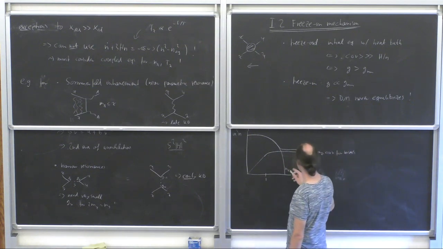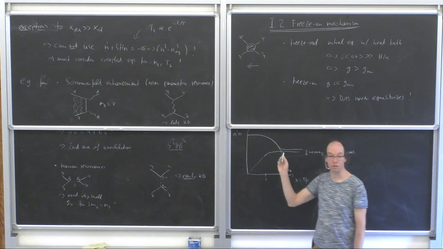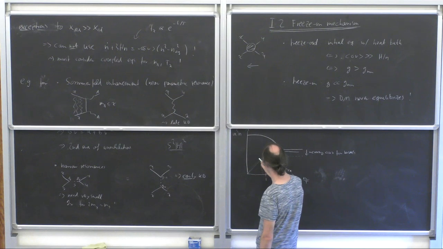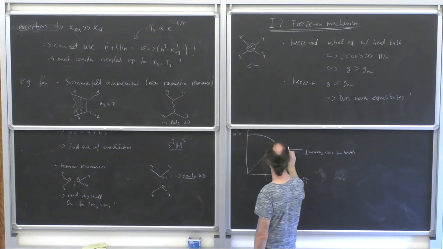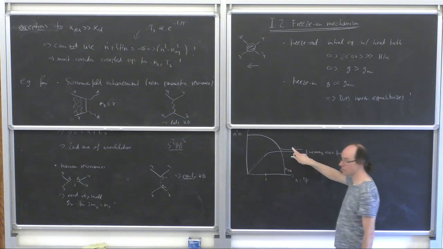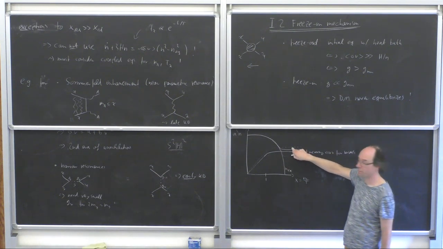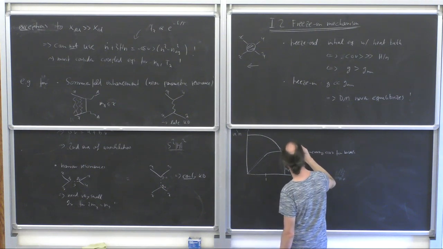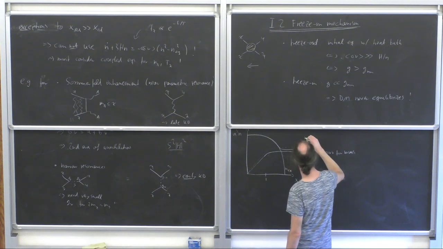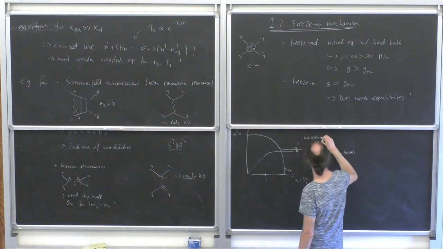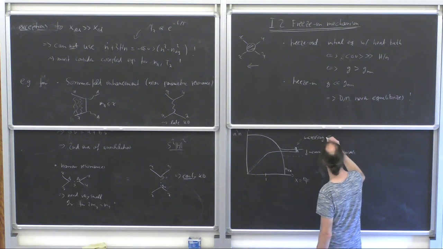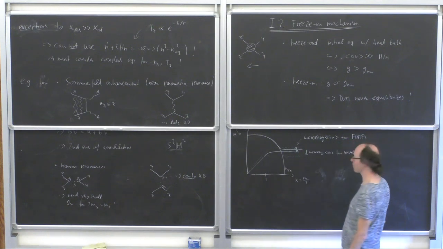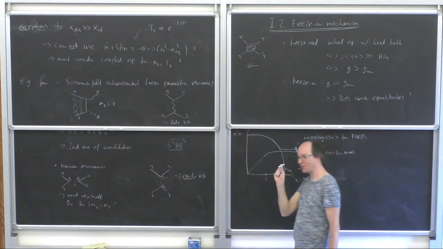But for freeze-in, of course, if we increase the rate, we start from zero, but we would have a slightly larger slope. We still level off. So that means that in the end, we get a larger dark matter abundance. So this here is for increasing sigma v for FIMPs. Yeah, you should get different colored chalks here.